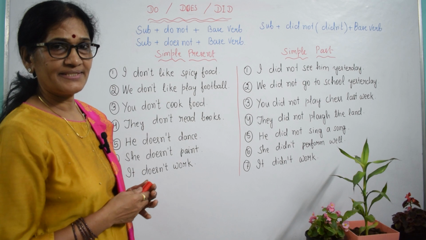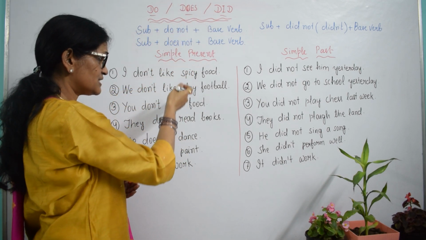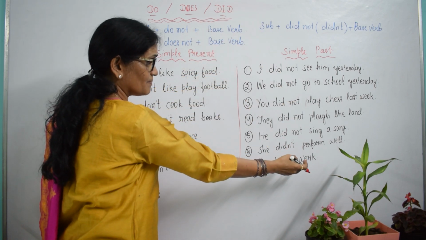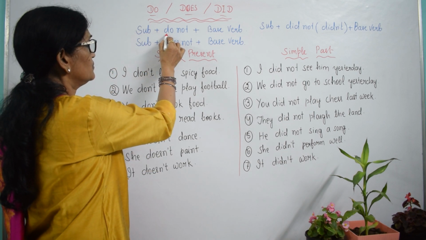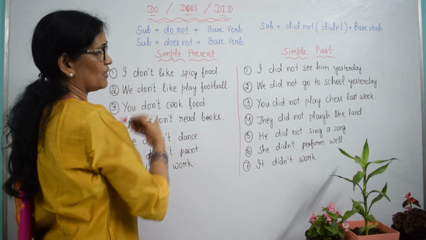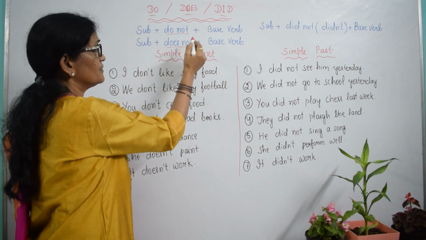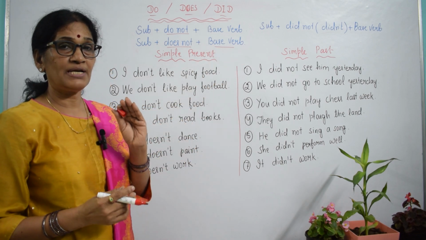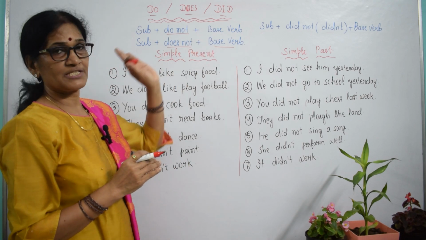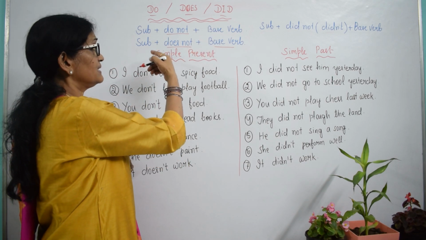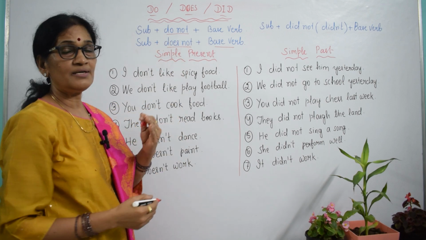Do, does and did. These three are auxiliary verbs. Do and does are used in simple present. Did is used in simple past. In negative sentences, the structure is subject plus do not plus base verb, or subject plus does not plus base verb. Only remember, in simple present, in negative and in interrogative sentences, we use only the base verb. In simple present negative, we use do not or don't or does not or doesn't.